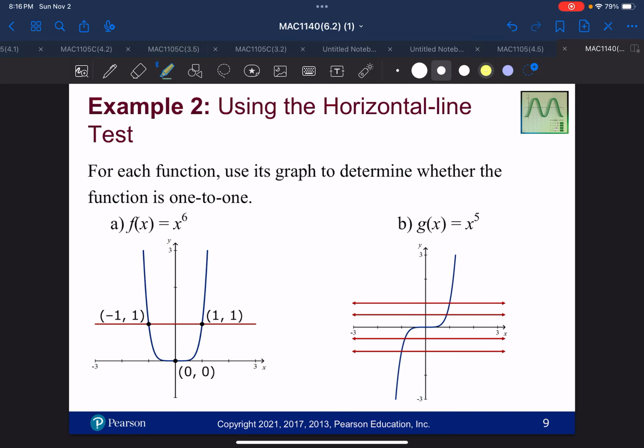For another example, this function here is x to the 6th power, and you see that it is close to a parabola, and we have this horizontal line here crossing it more than one time. So that's not one-to-one. But the other one, we see that each horizontal line is only crossing the graph at one point. Here, here, here, and here. So this is one-to-one.